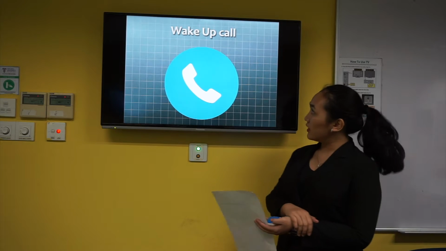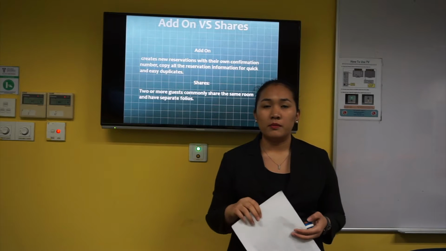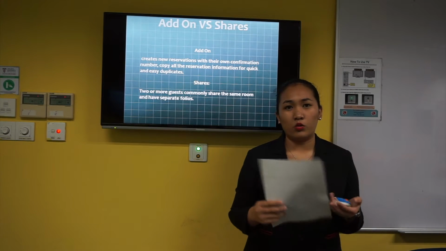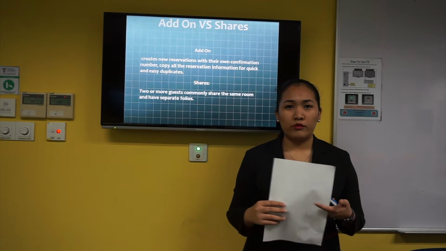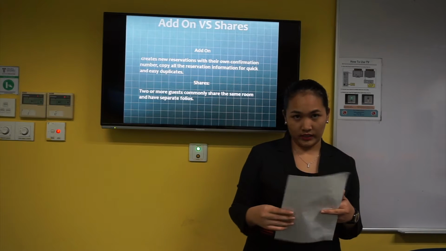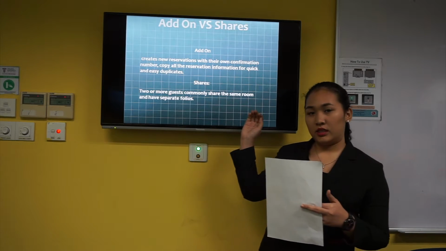Yes. Okay, so the next thing is add-on versus share. The meaning of add-on is you have to create a new reservation with its own confirmation number. You have to copy all the reservation information for quick and easy duplicates, which means that you only have to do the duplicates.